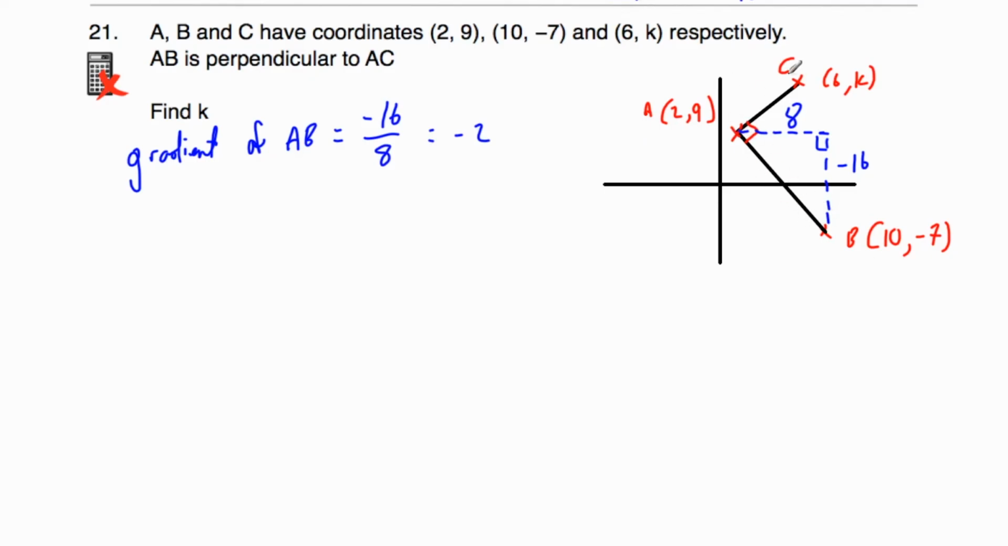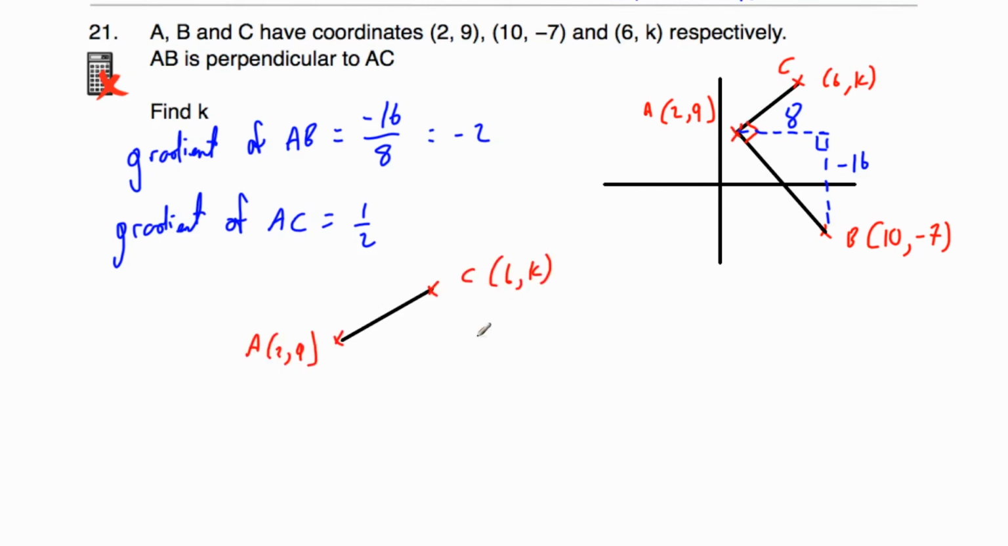So that means we can find the gradient of AC. The gradient of AC will be the negative reciprocal of this. Now it's already negative, so when we do the negative reciprocal, that makes it positive, and the reciprocal of 2 is a half. So the gradient of AC is equal to a half. So the gradient of AB is equal to -2, and the gradient of AC is equal to a half.